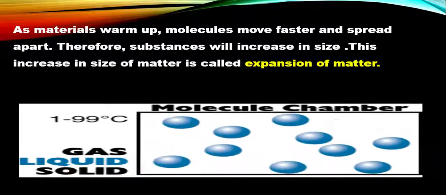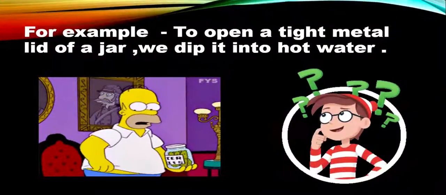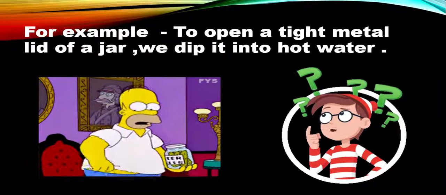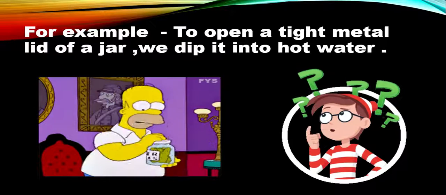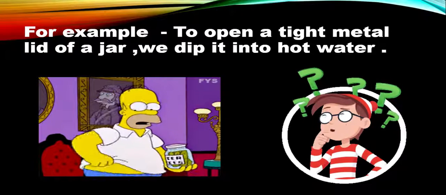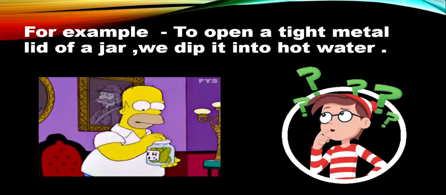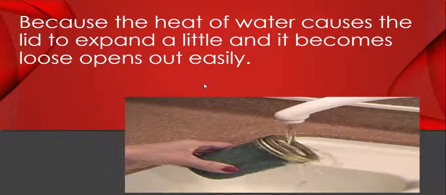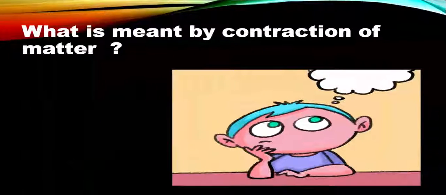For example, to open a tight metal lid of a jar, we dip it into hot water. Do you know, children, why we do this? Okay, I will explain it to you. Because the heat of water causes the lid to expand a little and it becomes loose and opens out easily.